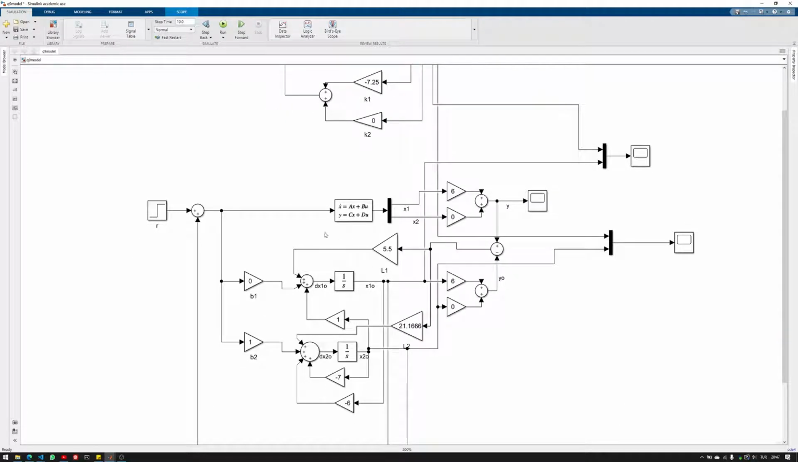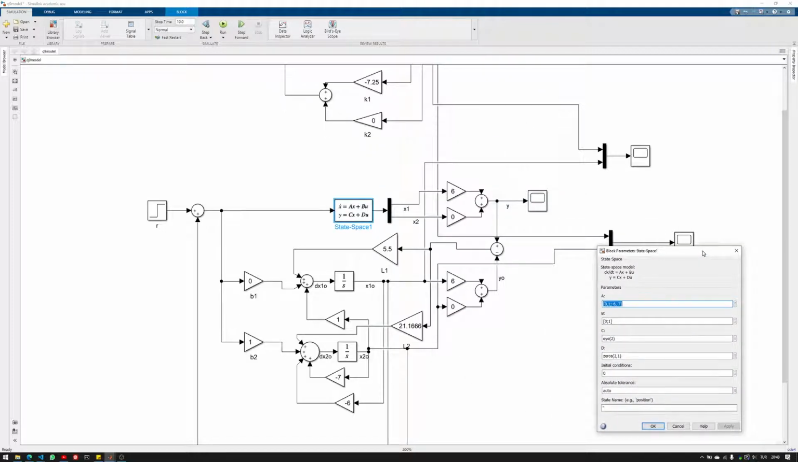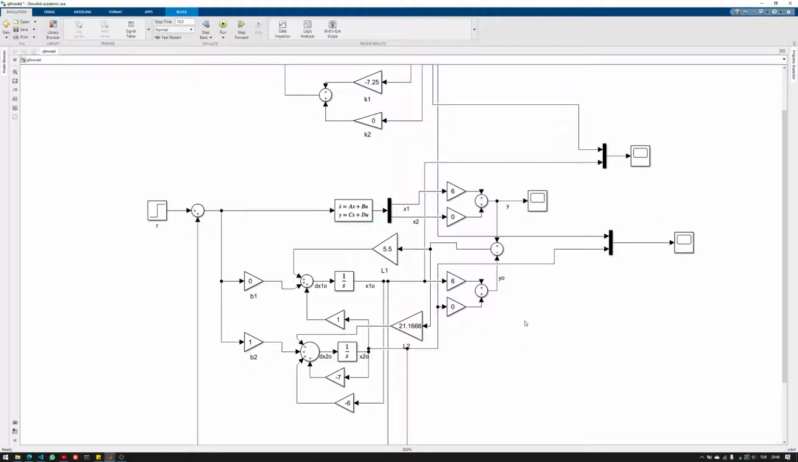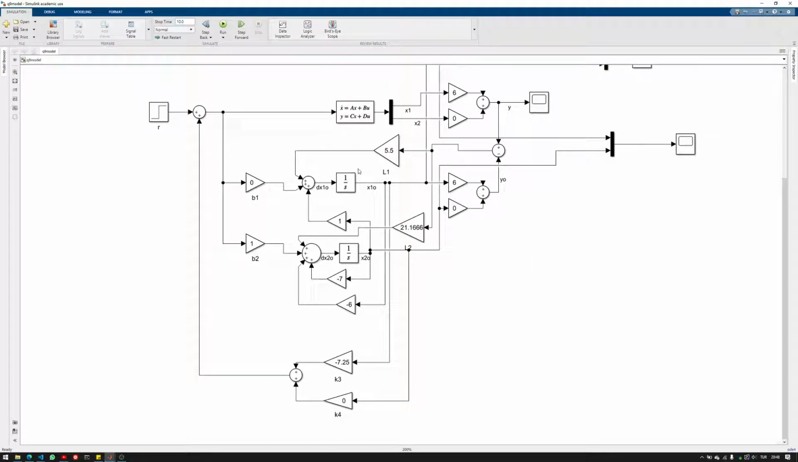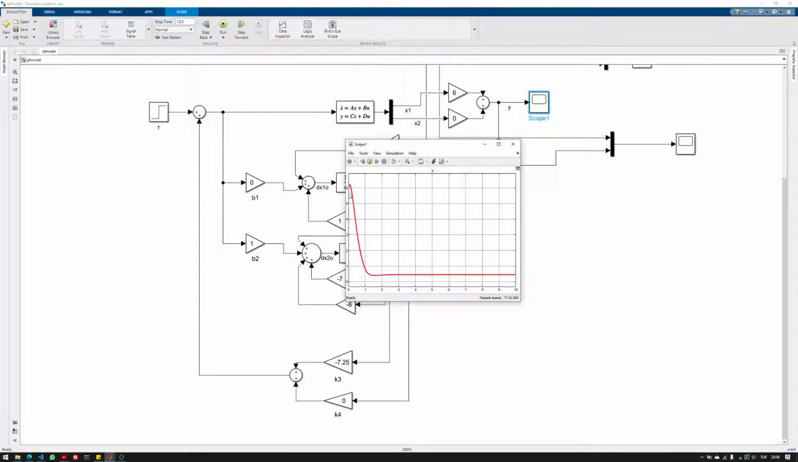But I can do something else. I can come up to this system here, which is my original system, and I can assign it some initial conditions. Let's say x1 and x2 start from 1. Of course, my observer states don't have initial conditions. So let's run it again. Now we see a bit of a difference here, and the actual input is also a bit different.